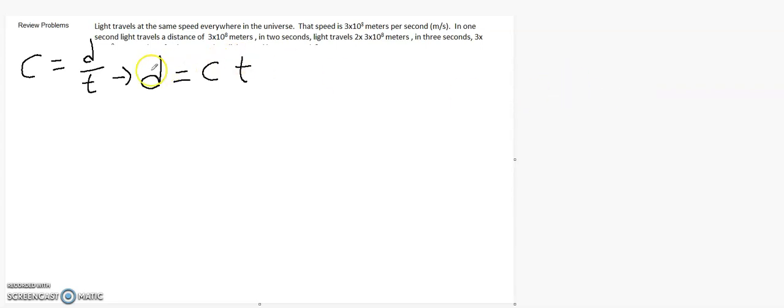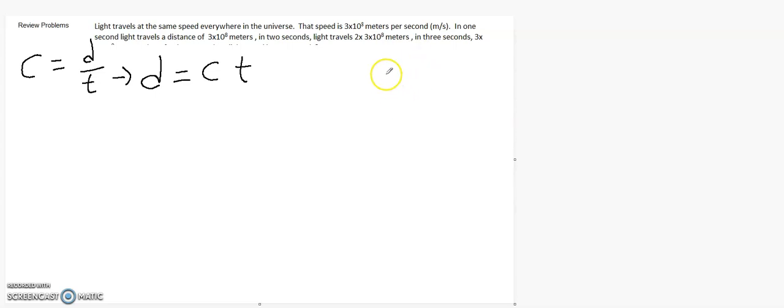All right, so here's the review. This is our first problem. It says light travels at a speed everywhere in the universe, since the beginning of the universe, by the way. And that speed is 3 times 10 to the eighth meters per second. Of course, it's also 3 times 10 to the fifth kilometers per second. But in this problem, we want to use meters per second, all right? Because, of course, they want to know what the answer is in meters.